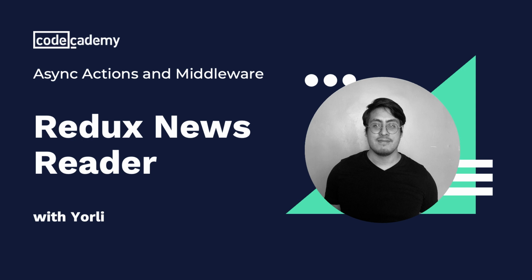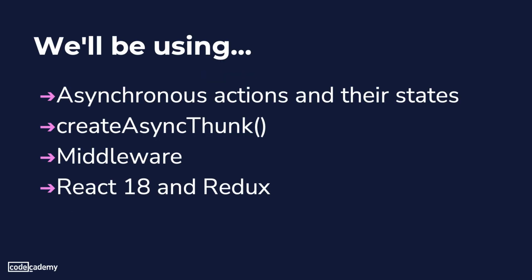Through the Codecademy Newsreader project, which is a part of the Async Actions and Middleware lesson. While working on this project, we'll practice using Redux middleware, and we'll also practice creating asynchronous actions with the utility function createAsyncThunk from the Redux Toolkit. We'll also be using React 18 for this entire project.